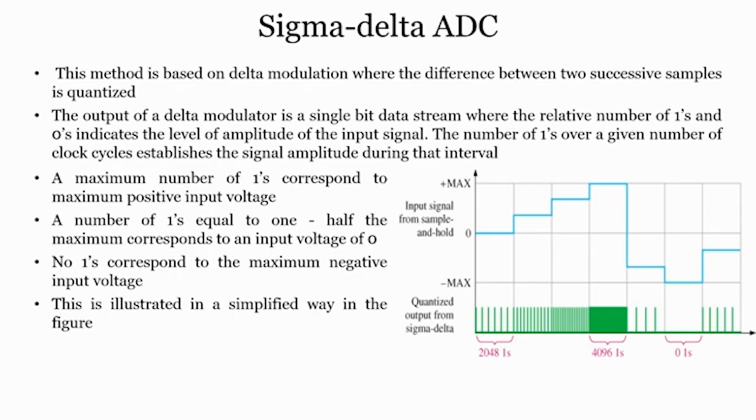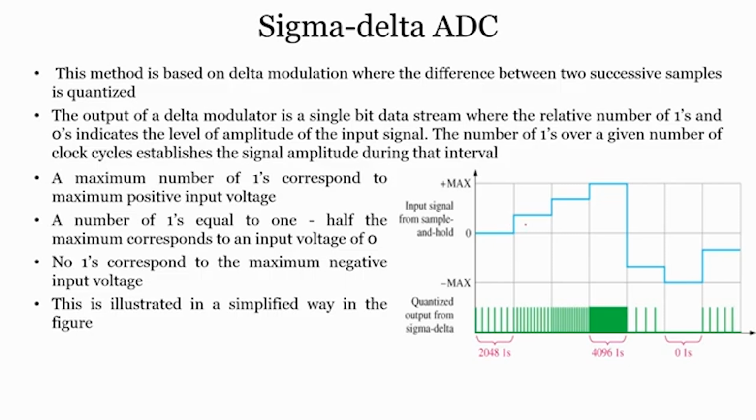So, one half will correspond to 0, only ones will correspond to high, and the number of zeros corresponds to maximum negative input voltage. This is illustrated in a simplified way in this particular figure, as you can see here. These are all zeros. When zeros, it is negative, if it is 1 it is positive, if it is in between then it is considered as 0.